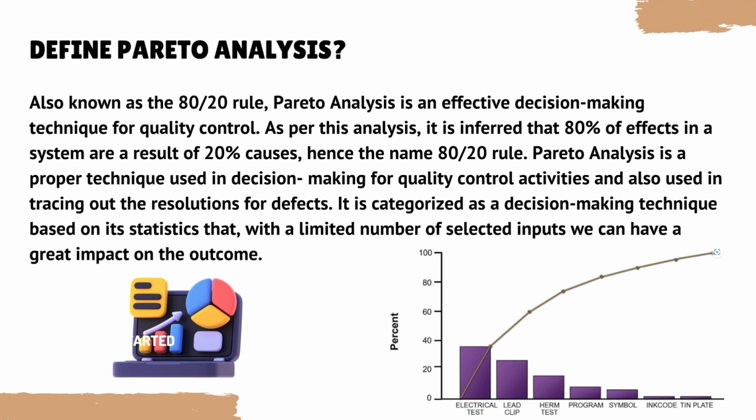So the 20% issues are causing 80% problems. So if we resolve those 20% problems, 80% of issues can be resolved. So this is how Pareto analysis works.